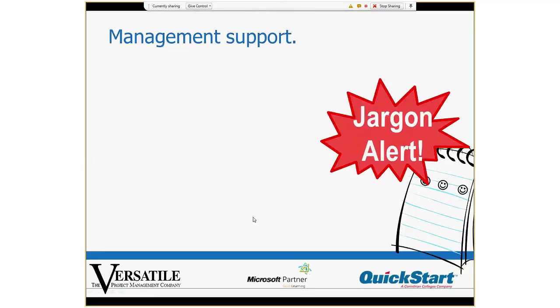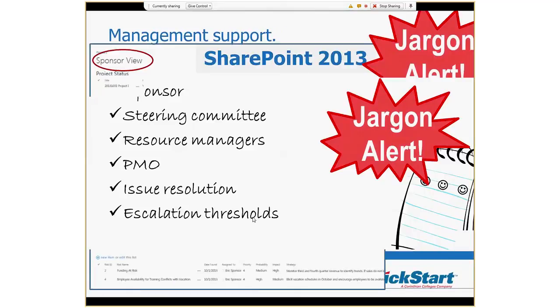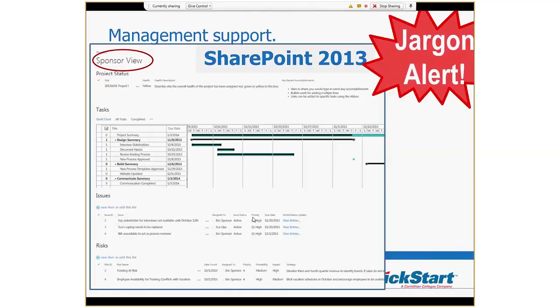Now, jargon alert. What's the project management terminology that we use to apply all this? The sponsor. Sponsor is that executive I was talking about a minute ago who's accountable for the project and is running interference for you. You might have a steering committee. Your resource managers are the people who your project team reports to. A PMO really helps sort out a lot of these resource issues and make sure you get management support. So all of these are things that you can learn. There's techniques for it. And I want to once again emphasize how we have leveraged SharePoint to increase management support.